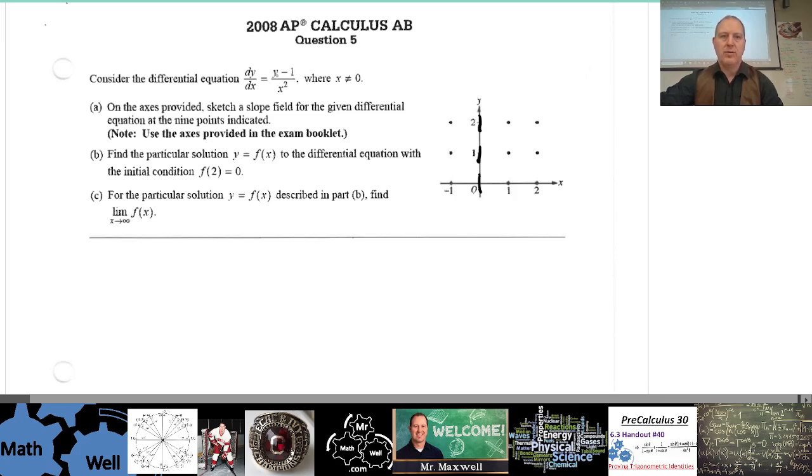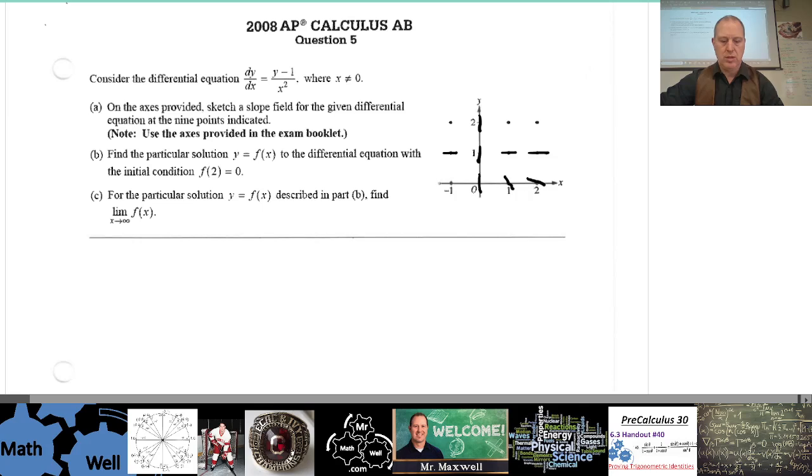Wherever y is 1, we're going to put a horizontal line because that makes this slope 0. So y is 1. Those are going to be zeros. So 1, 0 is going to be negative 1 over 1, so it's going to be a negative 1 slope. And then 2, 0 is going to be negative 1 over 4, so it's going to be a quarter slope, and so on.